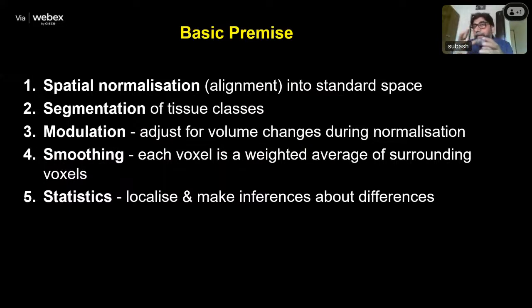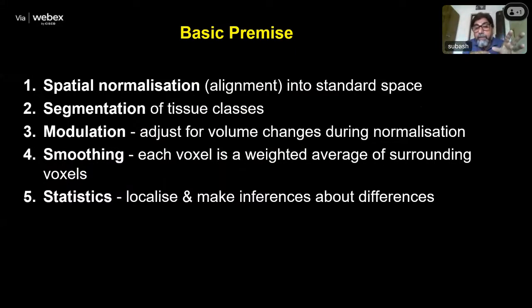Then you segment the brain into gray matter, white matter. These are algorithms which are utilized to see only gray matter, to see only white matter, or to only see fluids or the CSF in the brain. Then, since you have now normalized the images, you will adjust for the volume changes during normalization, because in some places you are expanding the brain, and in some places you are compressing the brain so that they fit into the standard template.